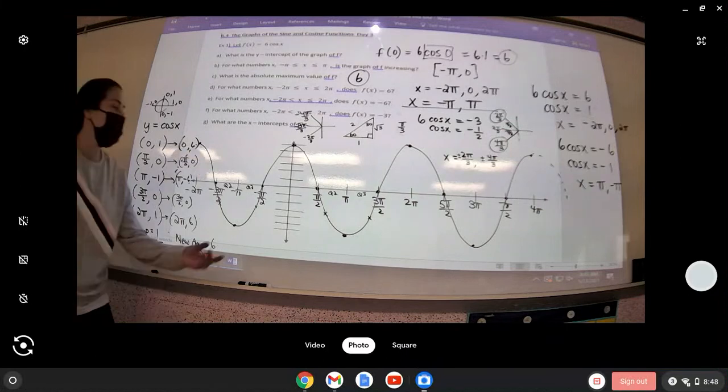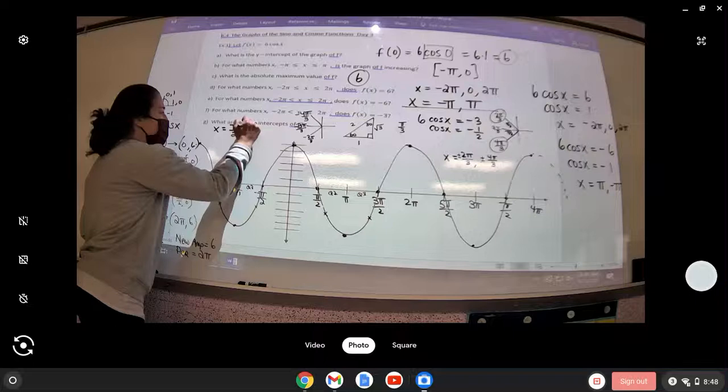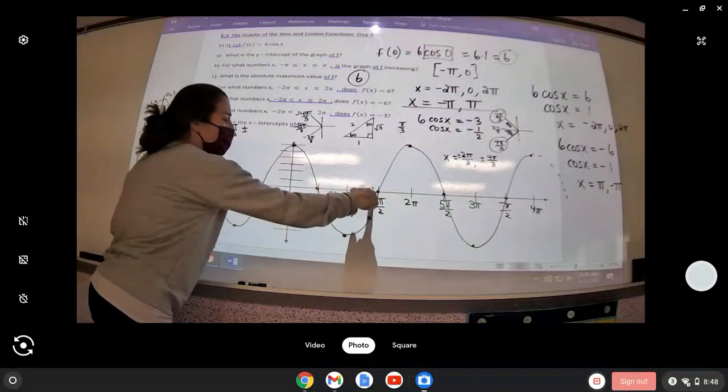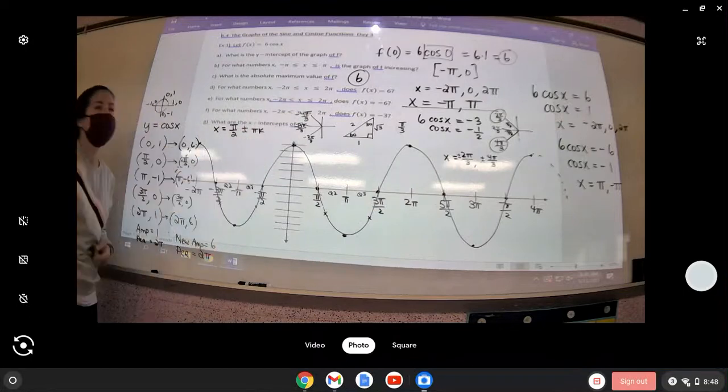Yep. All right. So, guys, we would say the x-intercepts are pi over 2 plus or minus. Each one is pi radians away times k revolutions.